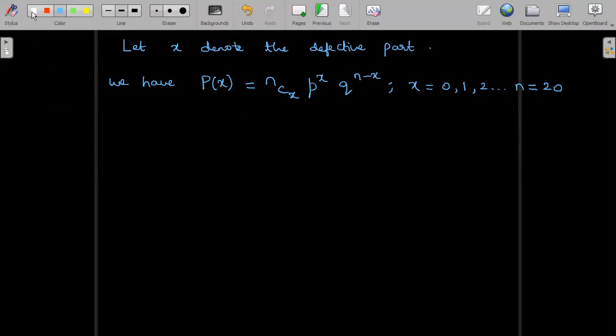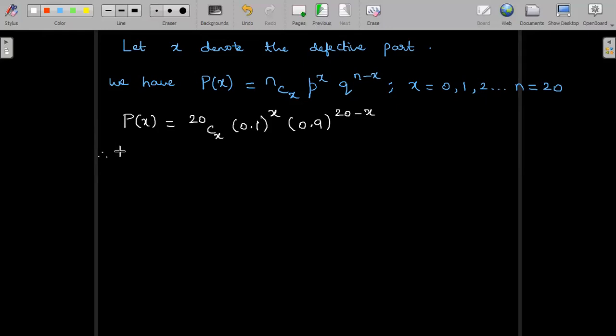So now we can substitute all the known values. P of x will be equal to, with n as 20, 20Cx p power x, where p is 0.1 power x, and q is 0.9 power 20 minus x. Substituting all the known values.